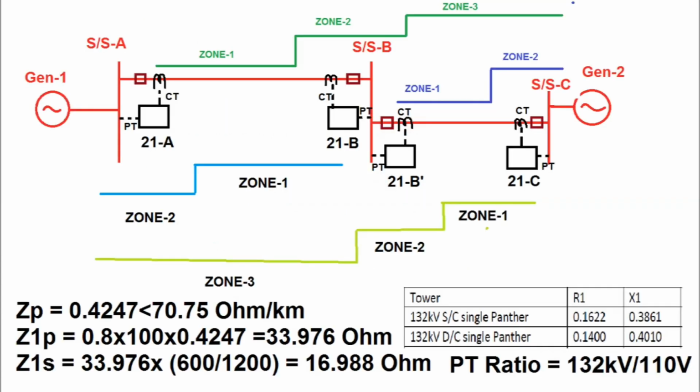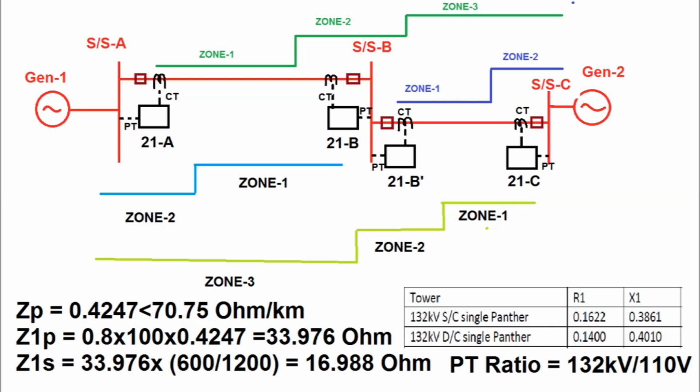Now let us take a simple example for a transmission line of Panther conductor, a 132 kV double circuit line. For a 132 kV double circuit single Panther, the positive sequence resistance and positive sequence reactance are 0.14 ohm per kilometer and 0.4010 ohm per kilometer. This is the value of the positive sequence resistance and reactance in ohm per kilometer in primary value.